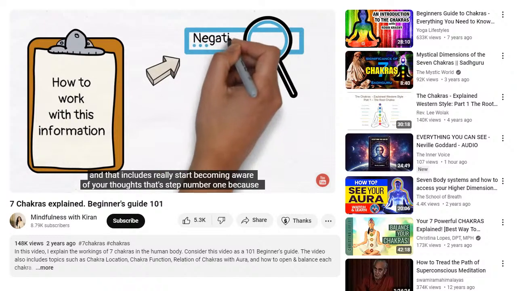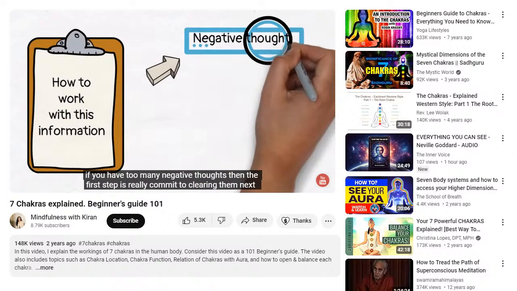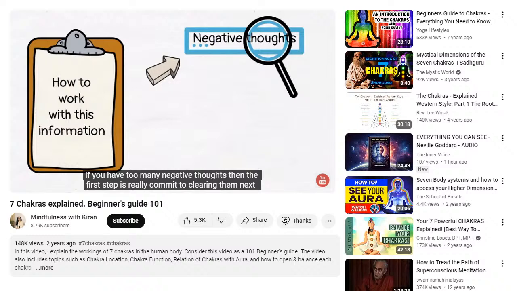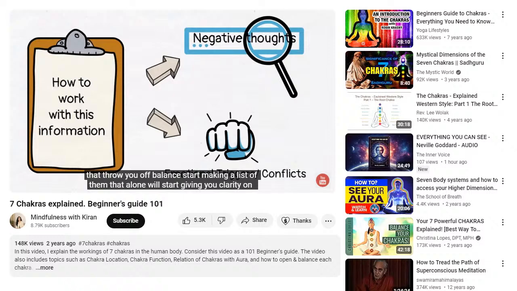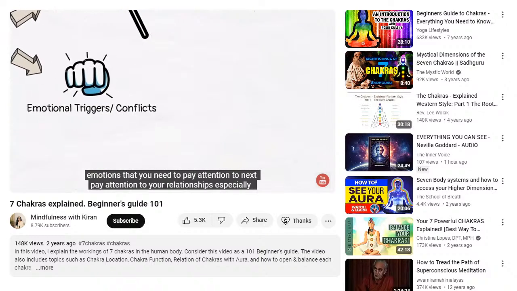And that includes really start becoming aware of your thoughts. That's step number 1. Because if you have too many negative thoughts, then the first step is really commit to clearing them. Next, pay attention to your emotions and emotional triggers and conflicts. What are the circumstances that throw you off balance? Start making a list of them. That alone will start giving you clarity on emotions that you need to pay attention to.